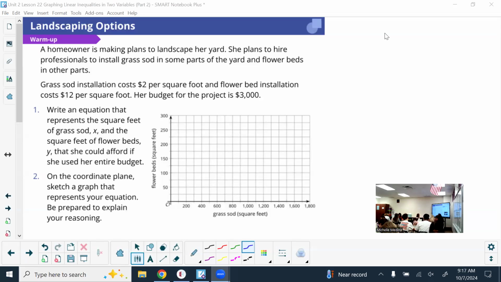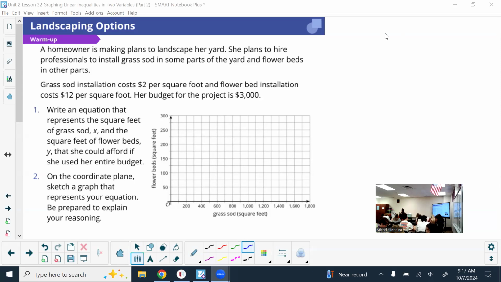A homeowner is making plans to landscape her yard. She plans to hire professionals to install grass sod in some parts of the yard and flower beds in the other part. Grass sod installation costs $2 per square foot and flower bed installation costs $12 per square foot. Her budget for the project is $3,000.